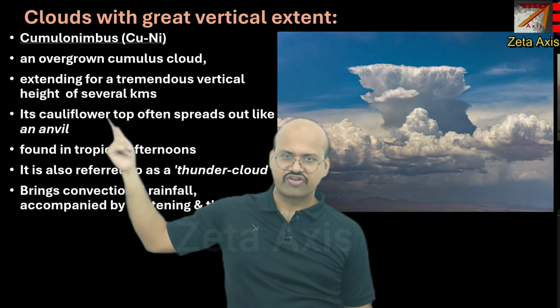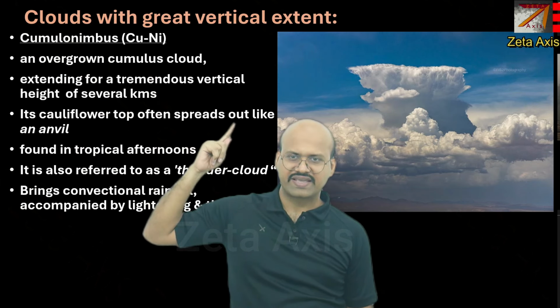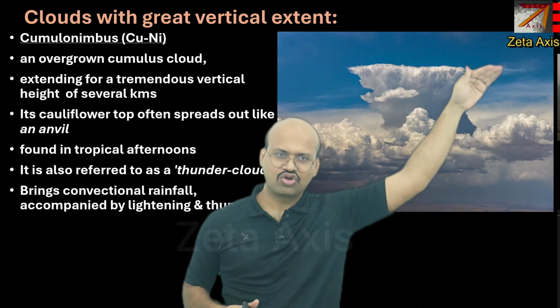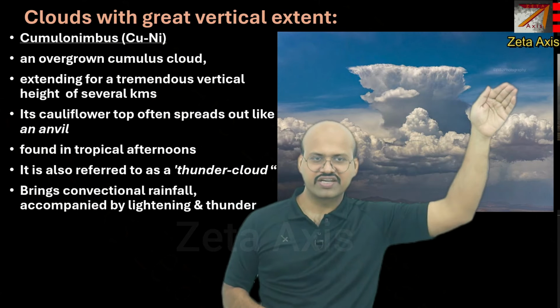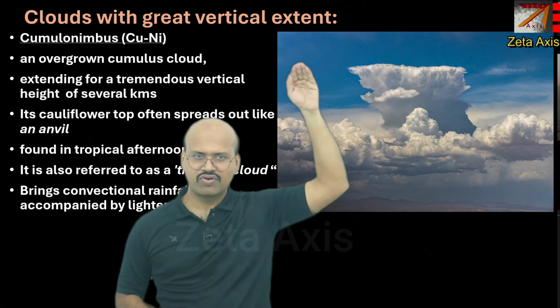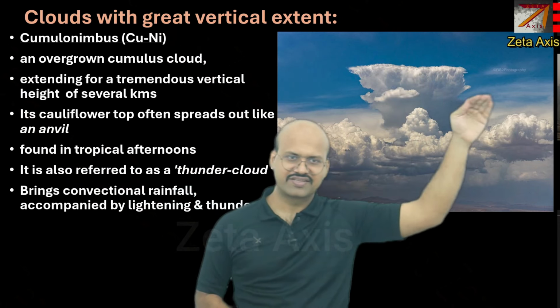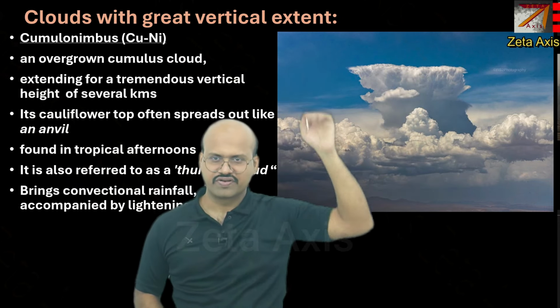Its cauliflower top often spreads out like an anvil. So this top spreads like an anvil. Here you can see that it is still forming, but when it is completely formed, it will give you the shape of an anvil, something like this. It is spread something like this over here.